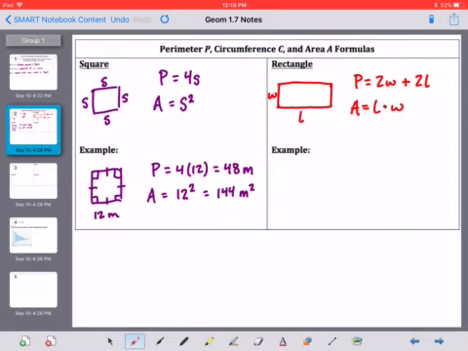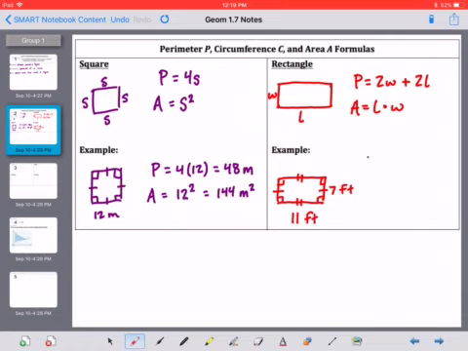Okay, let's use that in an example down here. So say we have a rectangle here. These two sides are the same. These two sides are the same. And all 4 angles are 90 degrees. And let's say the width is 7 feet. And the length is 11 feet.